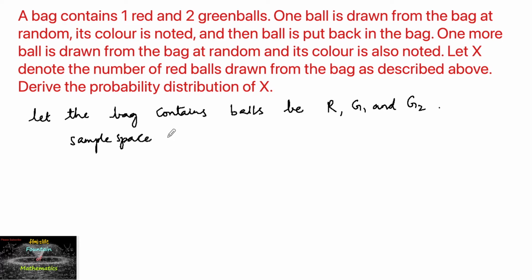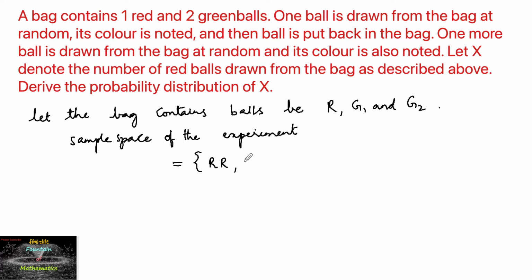Sample space of the given experiment can be given by, since we need to pick up two balls: one ball is drawn from the bag and its color is noted and put back, and one more ball is drawn from the bag at random, its color also noted. So total two balls are to be picked up. So either it can be red the first time, and once you are replacing that, again you may have a red ball, so that's a possibility of red and red.